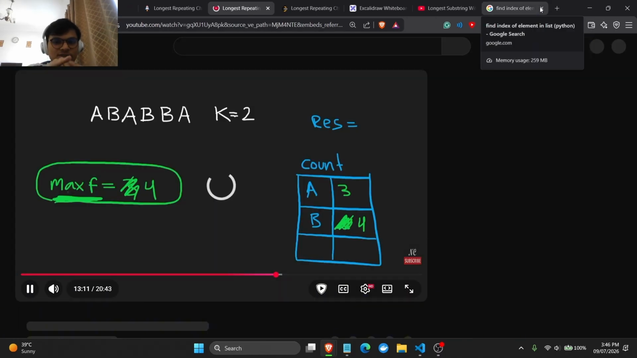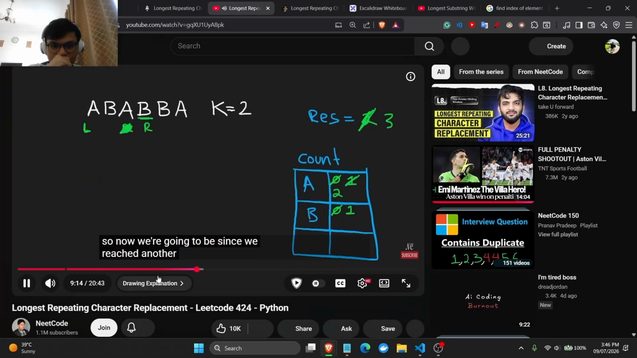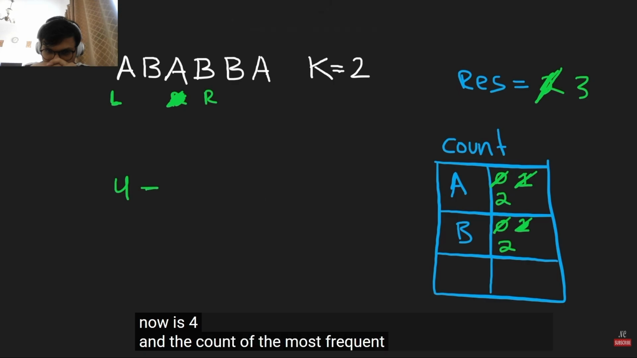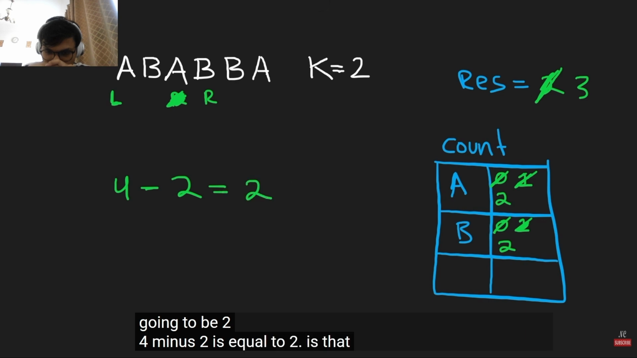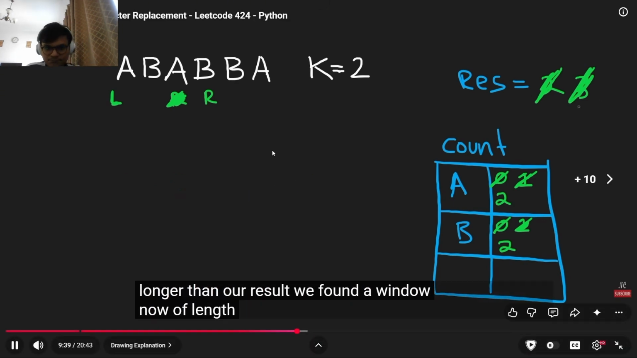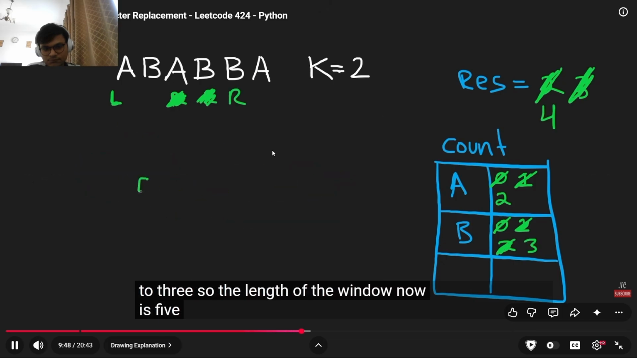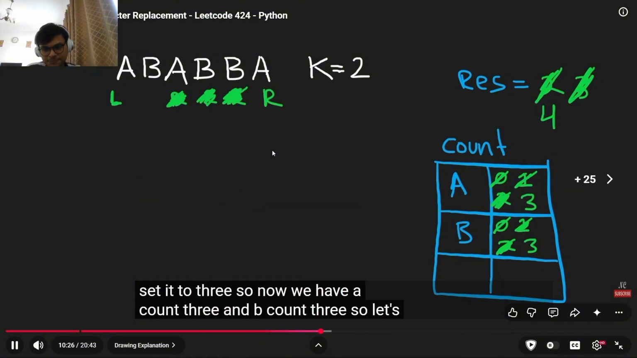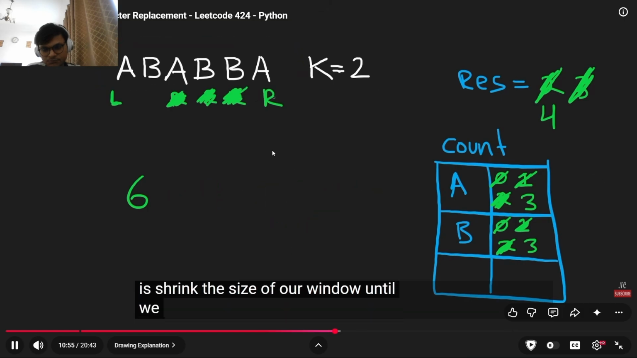This is O of 26. What happens when we take our left pointer, for example? Since we reached another B, we're going to increment the count of B to 2 now. And so the length of our window now is 4. And the count of the most frequent character is either of these, and that's going to be 2. 4 minus 2 is equal to 2. Is that less than or equal to K? Length 4. And so once again, this now is 5 minus the, because when you look at our window, let's take the size equal to the number of replacements for our window until we are valid.